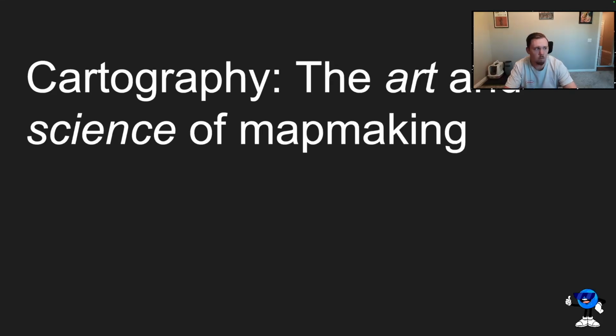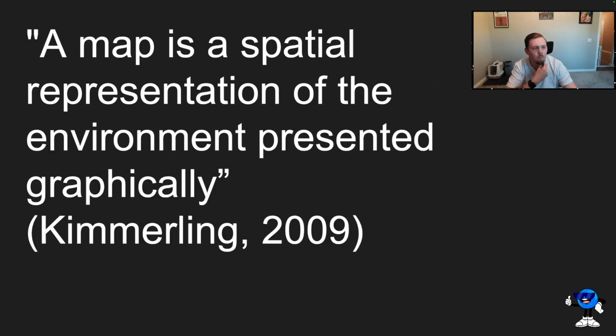Numerous design elements and considerations should be taken into account when you're laying out a map. In fact, there's a whole art and science of map making called cartography, involving things such as color selection, the positioning of items on the map, and the kind of message the final map product is intended to convey to the reader. A map is a spatial representation of the environment presented graphically. This is a quote from Kimmerling.